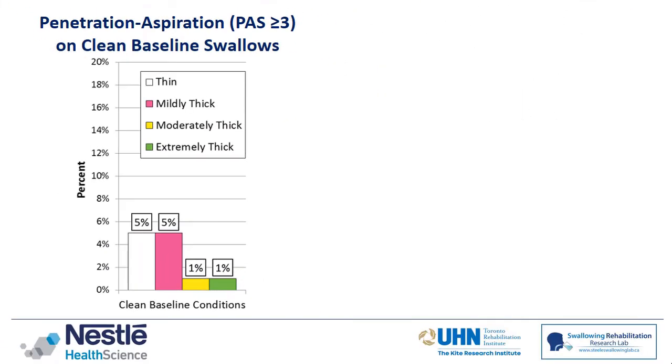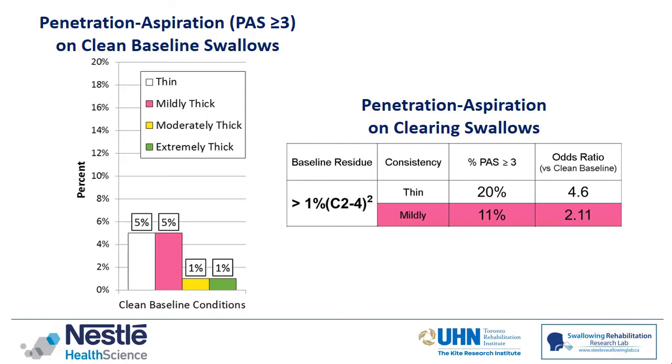To understand the impact of this pre-swallow residue on the risk of penetration and aspiration, let's begin by noting that the frequencies of penetration aspiration scale scores of 3 or worse on the clean baseline swallows in this data set were 5% for thin and mildly thick liquids and 1% for the moderately and extremely thick liquids. By comparison, 20% of the thin and 11% of the mildly thick clearing swallows showed penetration aspiration, meaning that penetration aspiration was at least twice as likely on these clearing swallows.